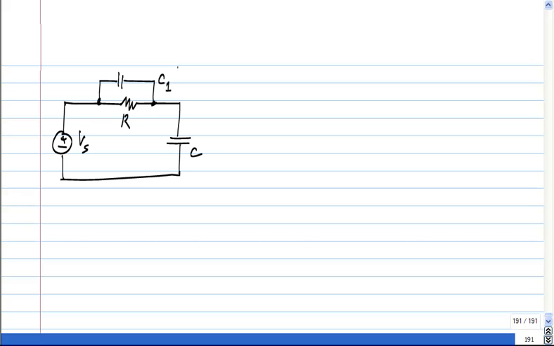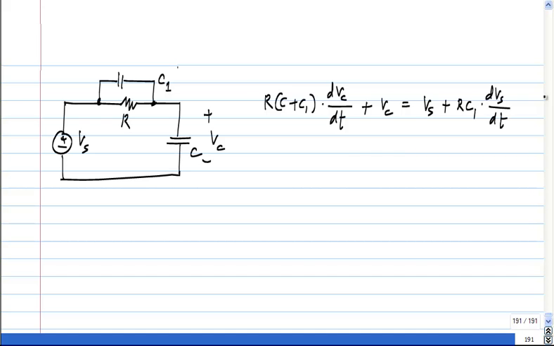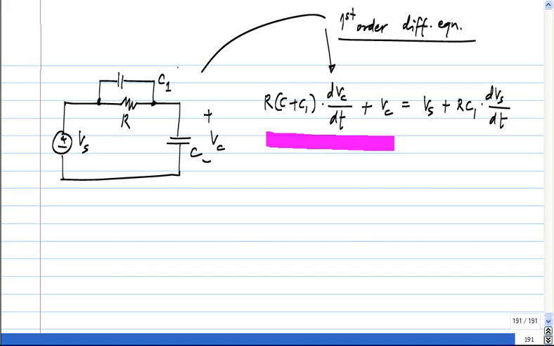Now this is a circuit with two capacitors, but when we derived the differential equation, we saw that it was of first order. What was the differential equation in terms of this capacitor voltage Vc? R (C plus C1) times the time derivative of Vc plus Vc equals Vs plus R C1 dVs/dt. So the highest derivative of the variable you see here is 1. So this is a first order differential equation, and consequently this circuit is also a first order circuit. The order of the circuit is nothing but the order of the differential equation that governs the circuit. So why does it come out to be first order?